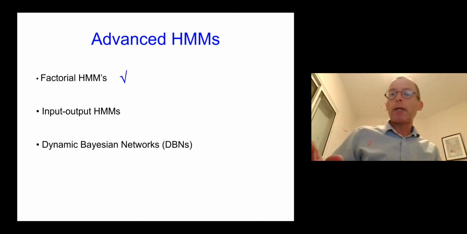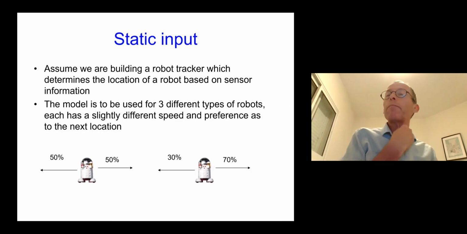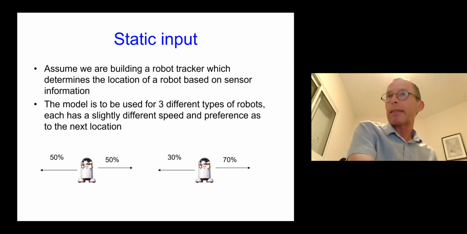So this is factorial HMMs. Next is input-output HMMs. Input-output HMMs deal with the problem of sharing information between HMMs. Let's say we have 2 robots. Both of these robots are more or less the same, but they are from different generations: Generation A, Generation B, Generation C.